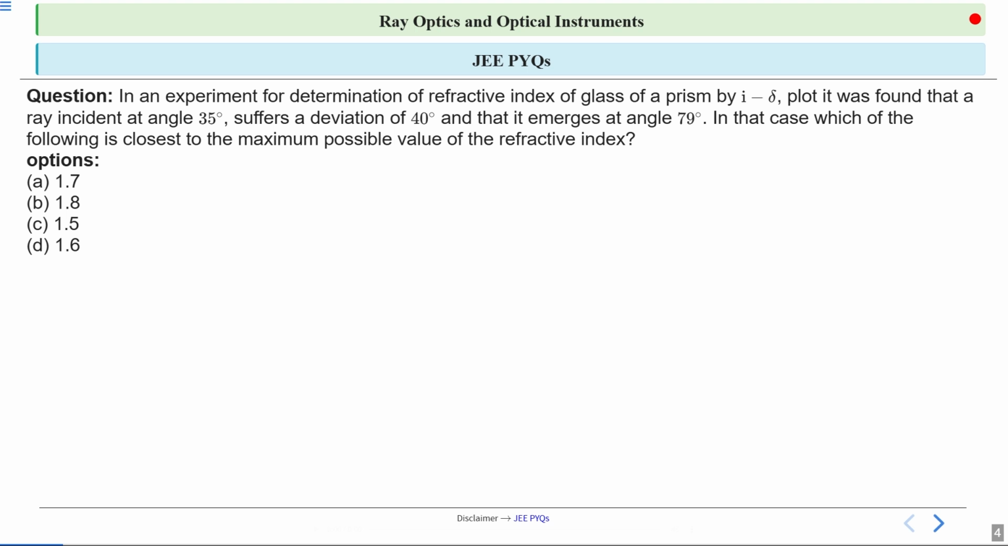a material. In an experiment, it was found that a ray is incident at an angle 35 degree on one face of a prism, and after deviating through 40 degree, it emerges out at angle 79 degree. You have to find the maximum possible value of refractive index out of the given 4 options. So options are A 1.7, B is 1.8, C is 1.5, and D is 1.6.